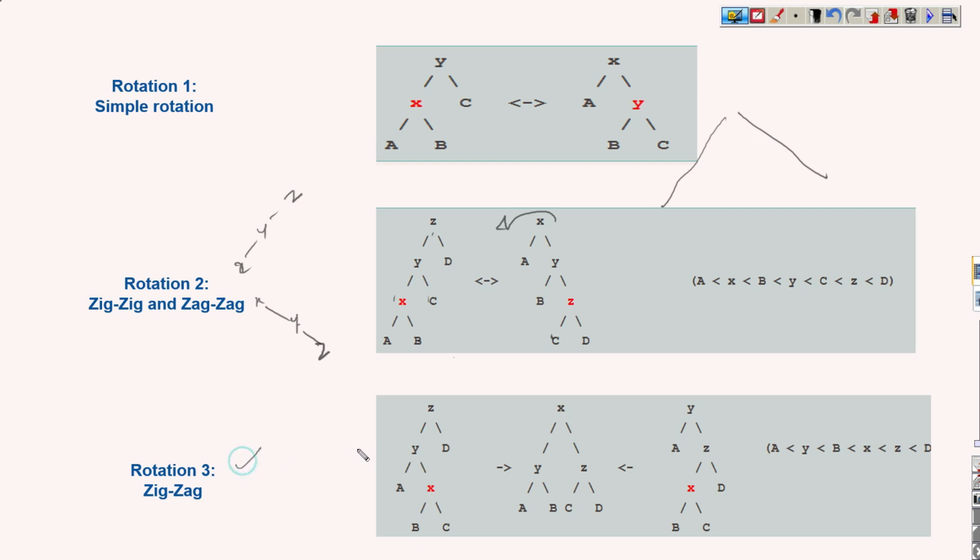That means, let me draw it here. So x will go up, x will go here, y will remain the same, z will come down, and then this is d, and this right becomes the left here of this, and this is a, and this left becomes the right of this. So this is what we can see.